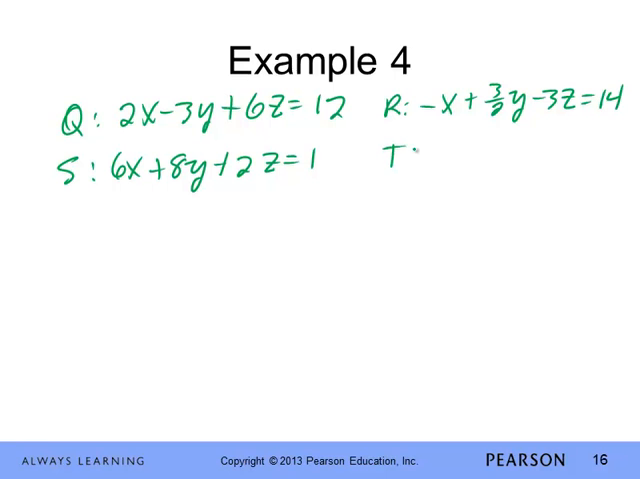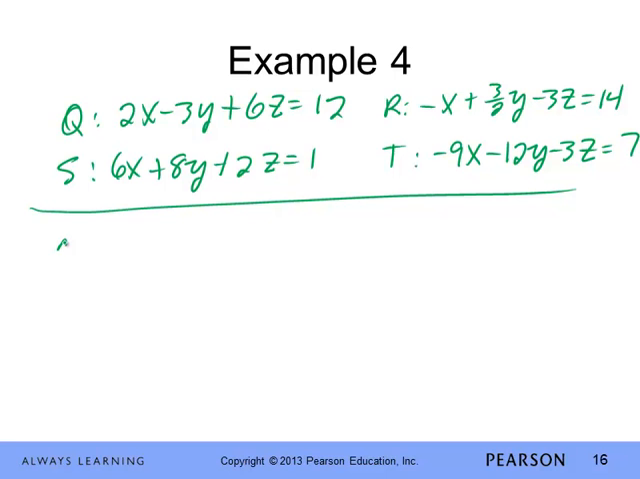And we have plane T, negative 9x minus 12y minus 3z is equal to 7. So we have 4 planes. Are any of these planes parallel with each other? Are any of these planes perpendicular to each other? So to answer that question, let's go ahead and calculate normal vectors. The normal vector for Q would be, just look at the coefficients for Q. 2, negative 3, 6.